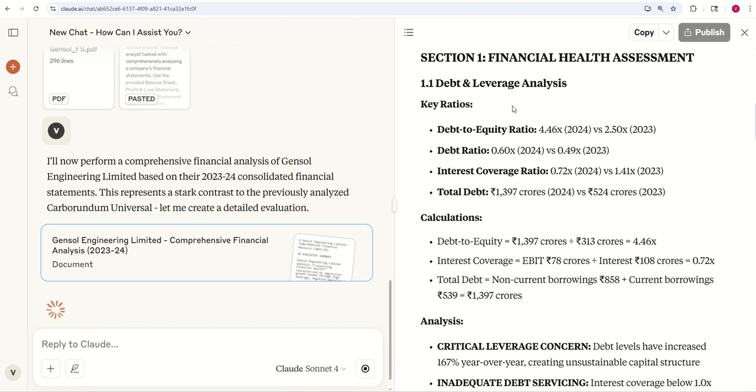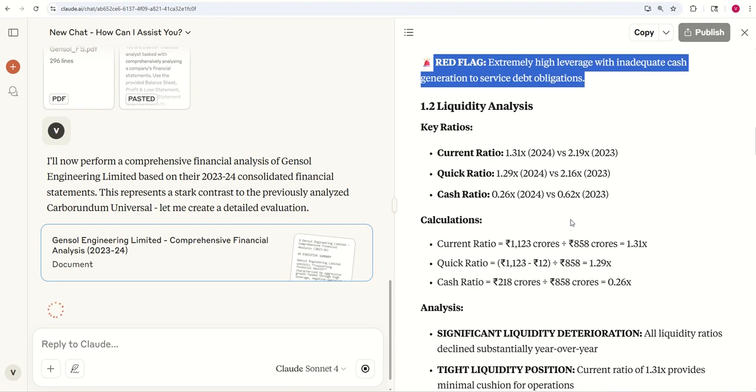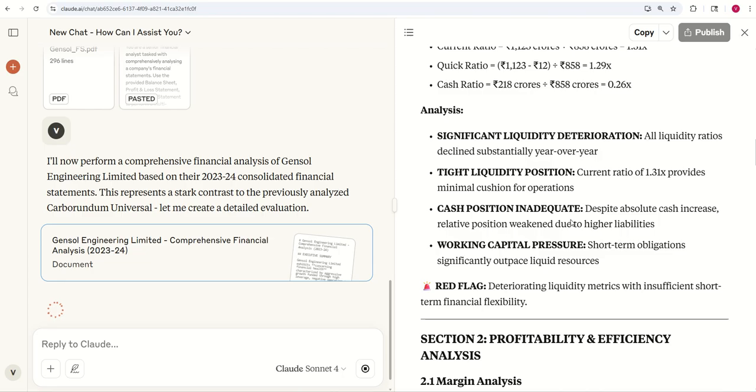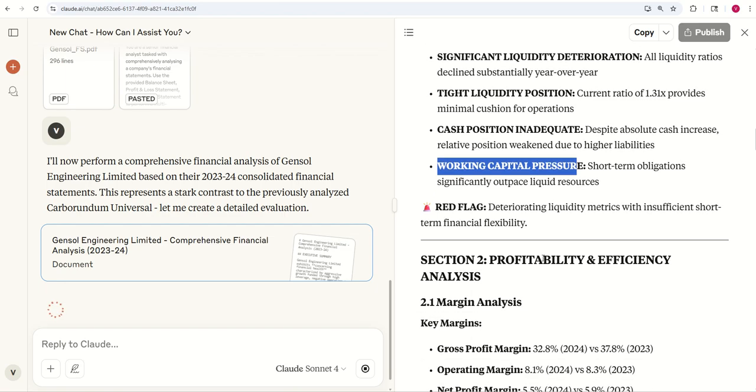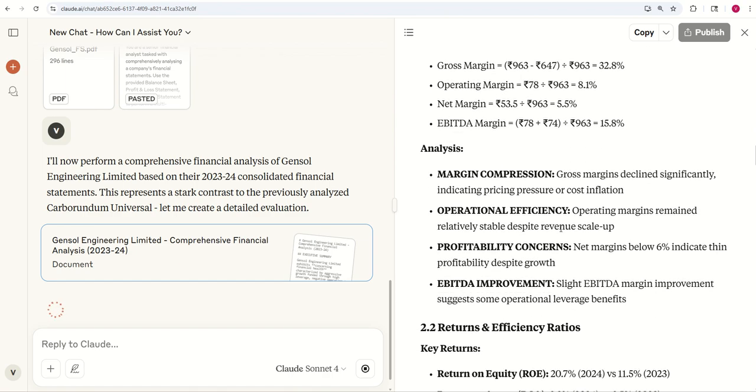Then again the same structure, whatever we saw, the same structure comes out. And after every analysis, it shows its concerns like there is a leverage concern, there is inadequate debt servicing, there is a risk for refinancing, and there's a big red flag. So all those beautifully come out in this prompt. The analysis gives you everything about the reality of what is there in the financial statements. Cash position is inadequate. There's a pressure on working capital. Then deteriorating liquidity metrics. So this was one reason why I took extremes, to show you how the model is able to bring out these insights.